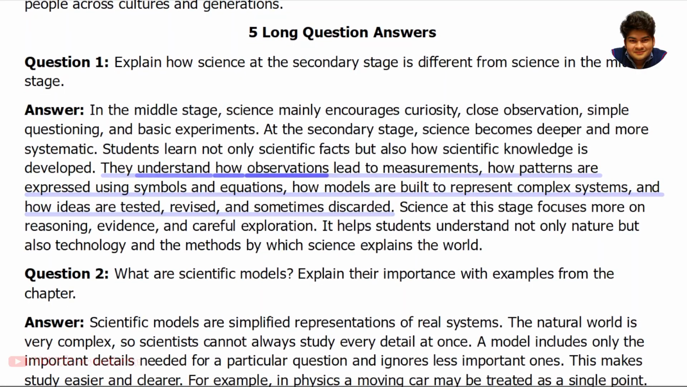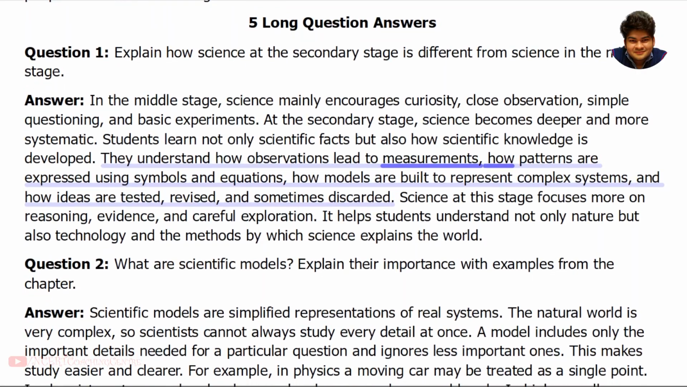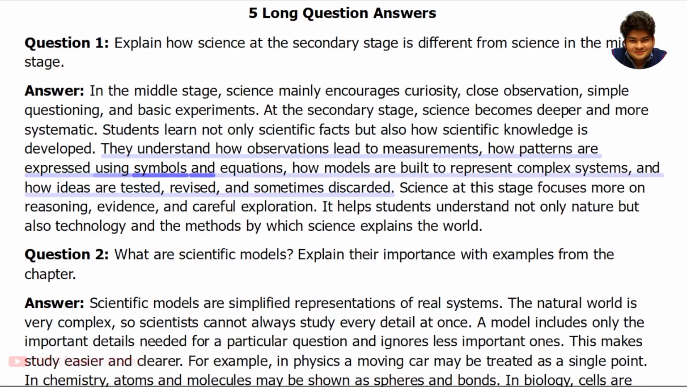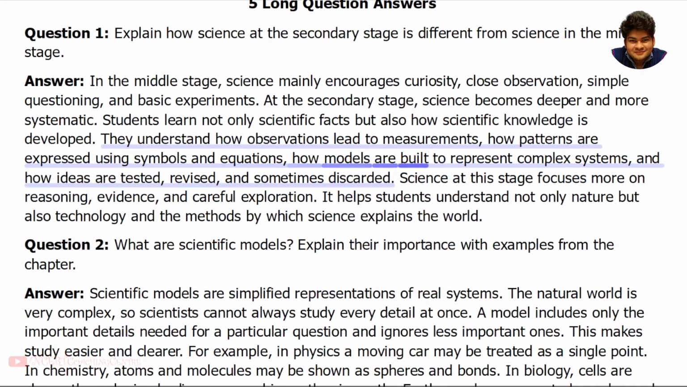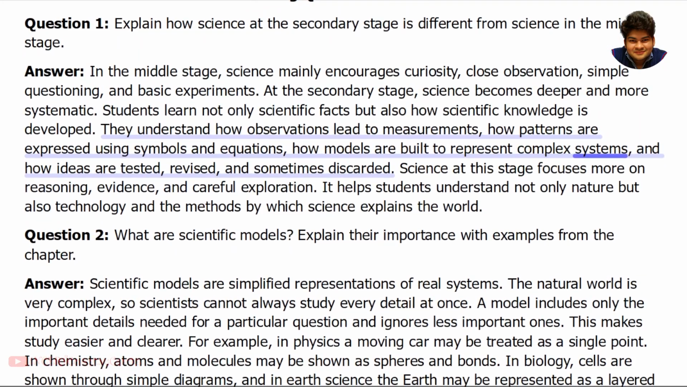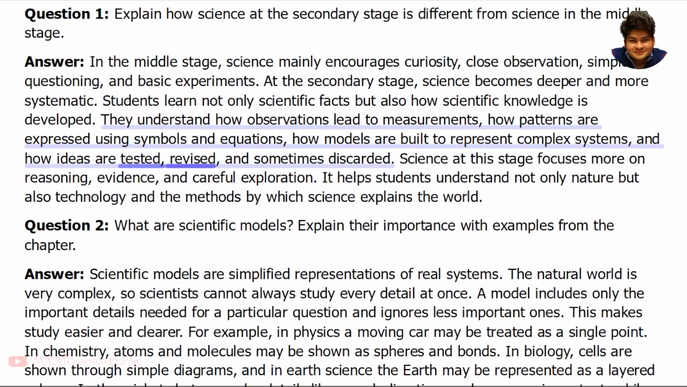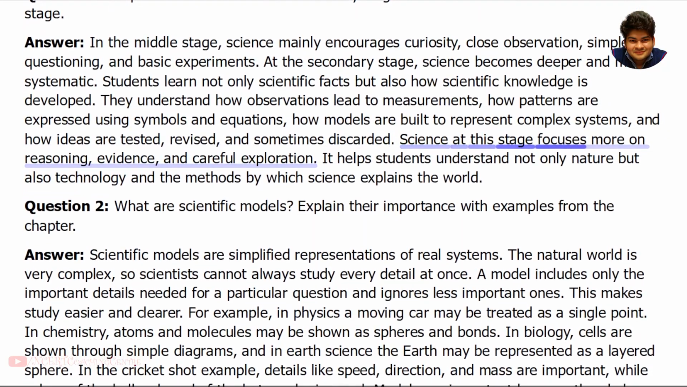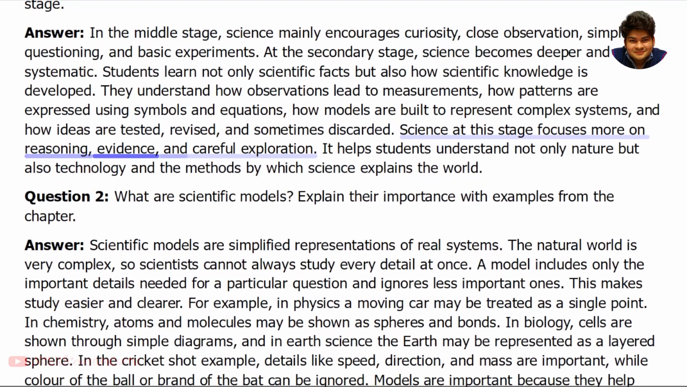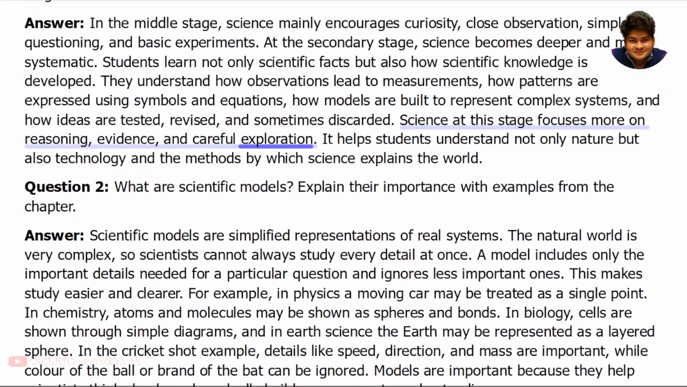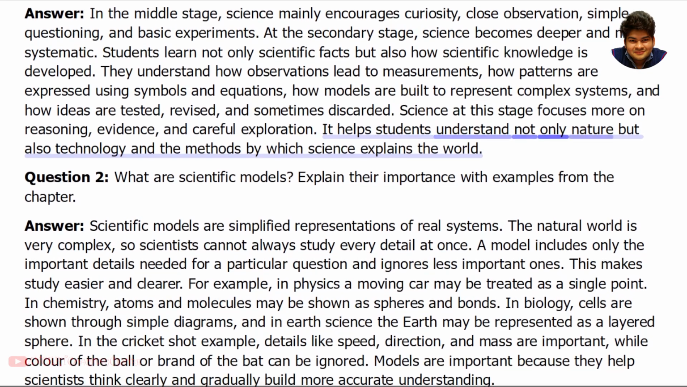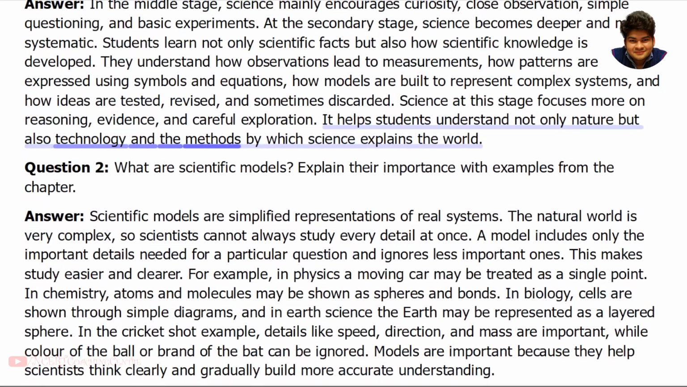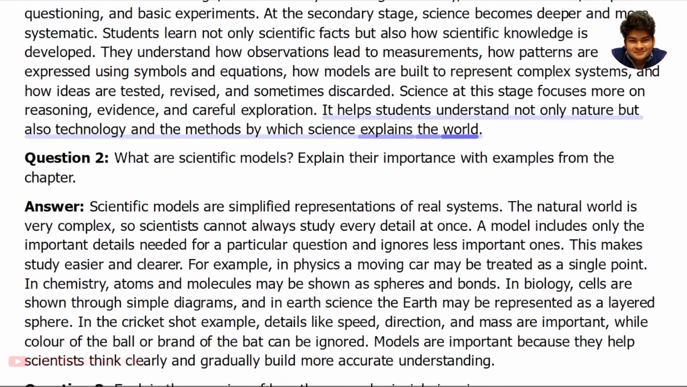They understand how observations lead to measurements, how patterns are expressed using symbols and equations, how models are built to represent complex systems, and how ideas are tested, revised, and sometimes discarded. Science at this stage focuses more on reasoning, evidence, and careful exploration. It helps students understand not only nature but also technology and the methods by which science explains the world.